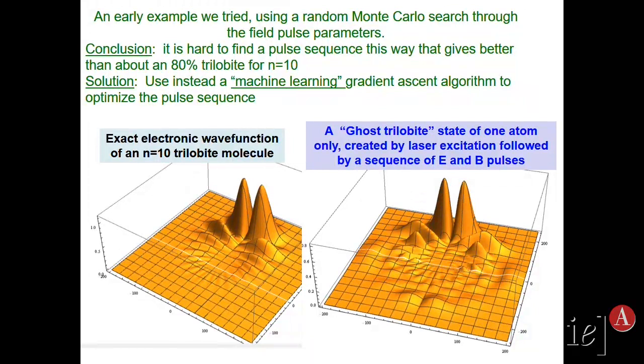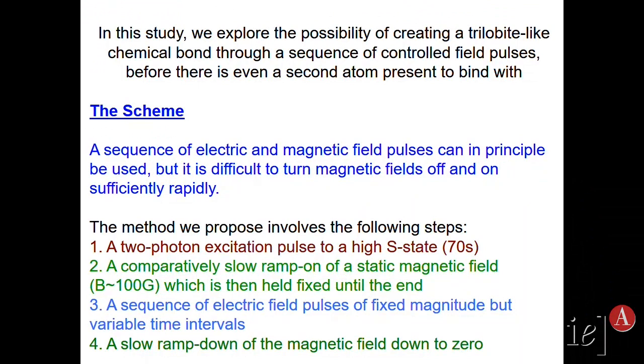So we tried to get a little more clever and use a gradient ascent algorithm, which is sort of the simplest machine learning type algorithm, to find a sequence of field pulses that could make that. After studying what time scale you can really ramp a magnetic field and an electric field on and off, the sweet spot seemed to be the following scenario, again for a hydrogen atom: use two photon excitation of the ground state from 1s up to, say, 70s.